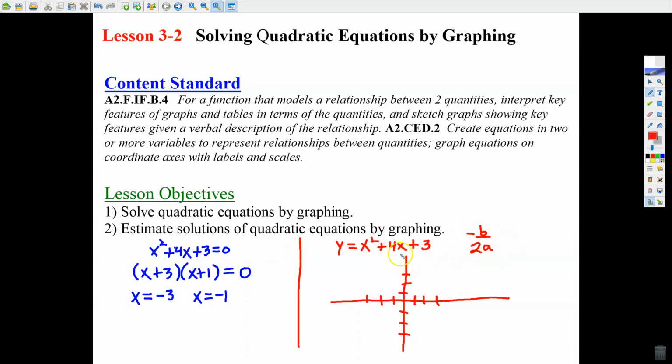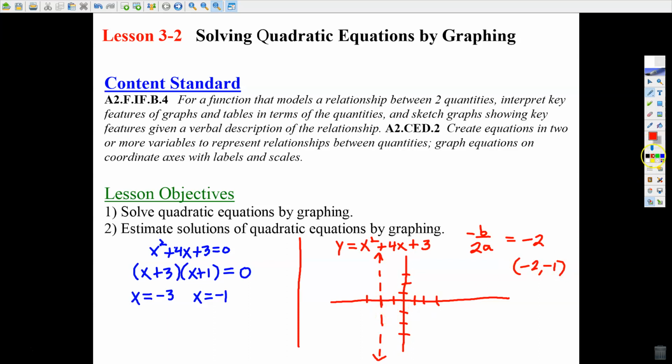And so hopefully you can probably do that mentally. The opposite of 4 over 2 is -2. So we have symmetry around the line x equals -2. Our vertex is on that line, so to find the vertex, we just place -2 in for x in this function. And hopefully you can tell we're going to get 4 minus 8, which is -4, plus 3, that's -1. So the vertex is the point -2, -1.